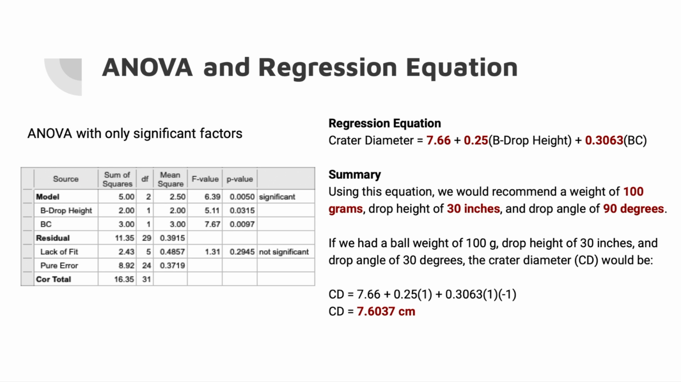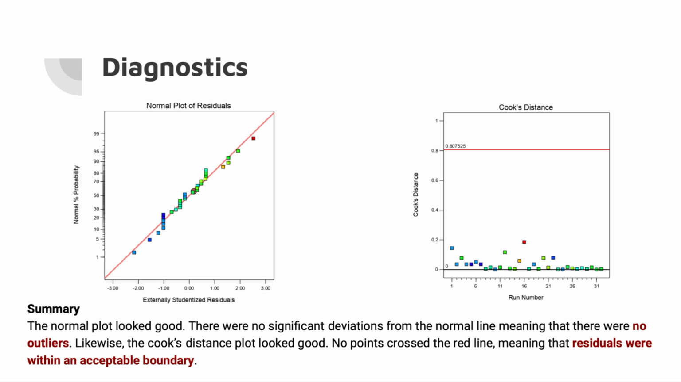So, for instance, if we had a ball weight of 100 grams, a drop height of 30 inches, and a drop angle of 30 degrees, the crater diameter would be 7.66 plus 0.25 times 1 plus 0.3063 multiplied by 1 multiplied by -1, which would give us 7.6037 centimeters. Looking at both the normal plot of residuals and Cook's distance graphs, our data does show normality.